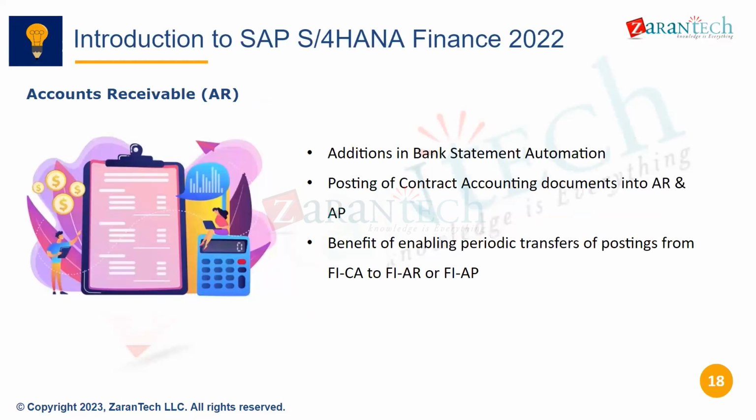So in accounts receivables, it's actually part of the bank accounting. This slide is not updated. We have the bank statement automation, and we have mainly the business partner. That is the major change in accounts receivables and accounts payable. And then the way we create the house banks and bank accounts has been changed. We have to use the Fiori app for creating the bank accounts.